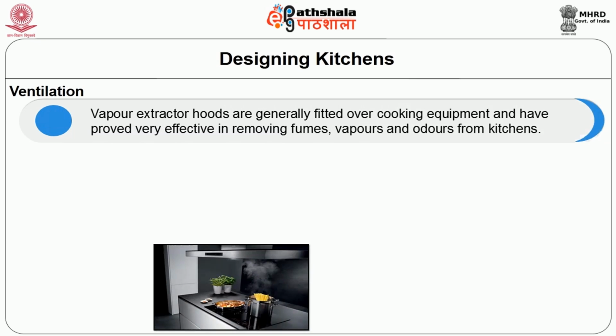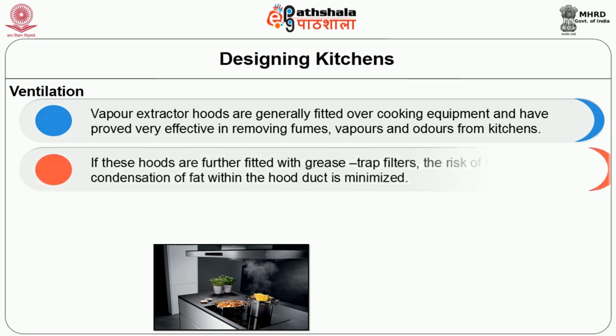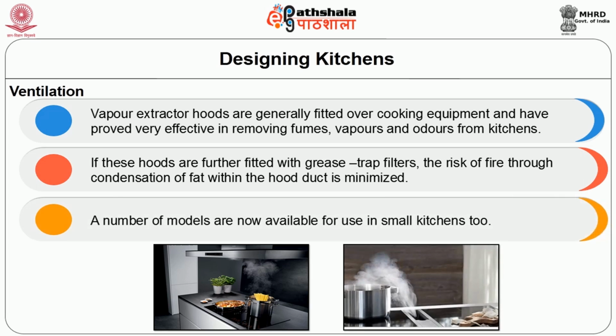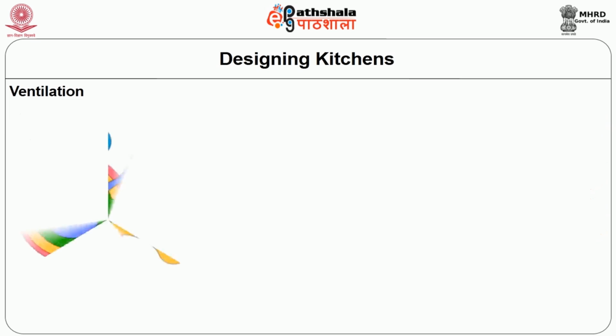The vapor extractor hoods are generally fitted over equipment and have proved very effective in removing the fumes, vapors and odors from the kitchen. If these hoods are further fitted with grease trap filters, the risk of fire through condensation of fat within the hood duct is minimized. A number of models are now available for use in kitchens, both in the small and the larger production units.